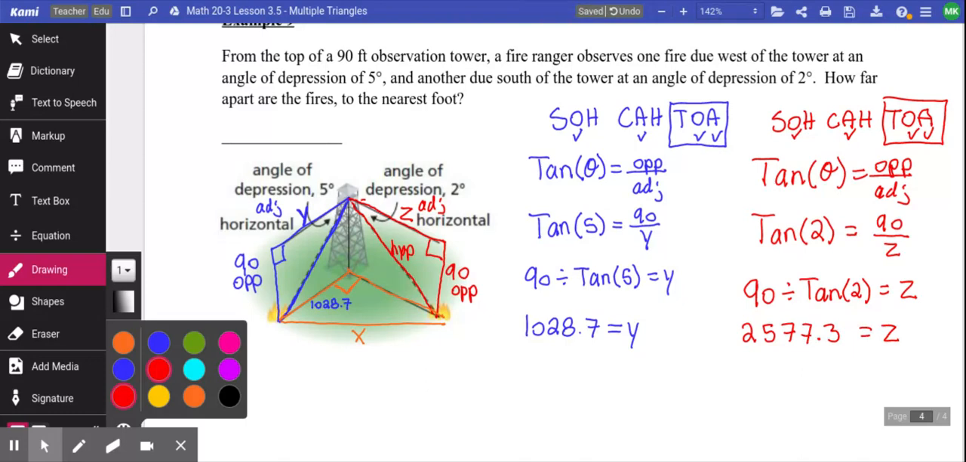So the distance from the tower to the second fire is 2,577.3. I wrote this number there. Not that you can tell what I wrote there. But that says 2,577.3.